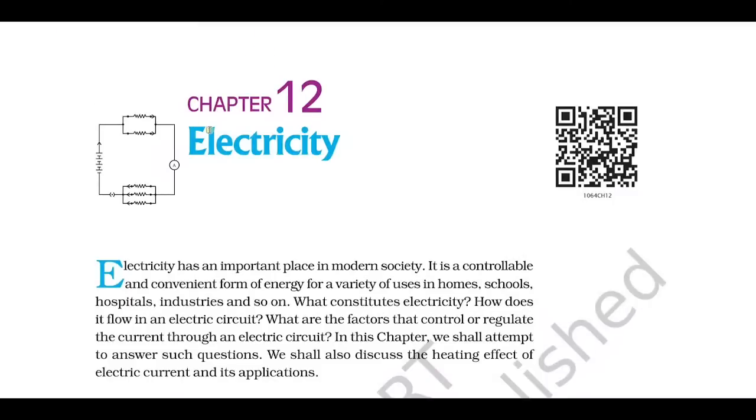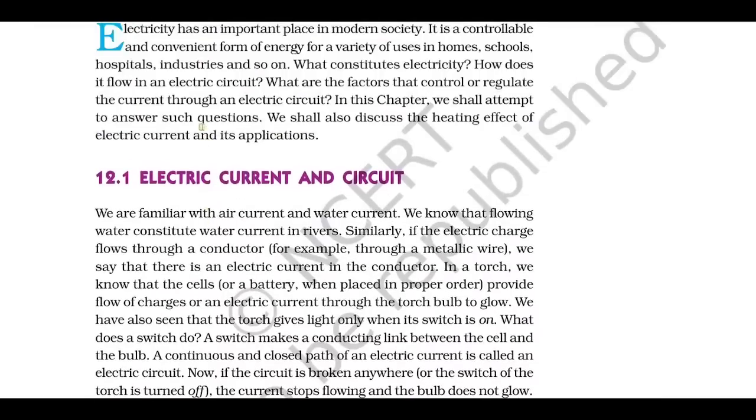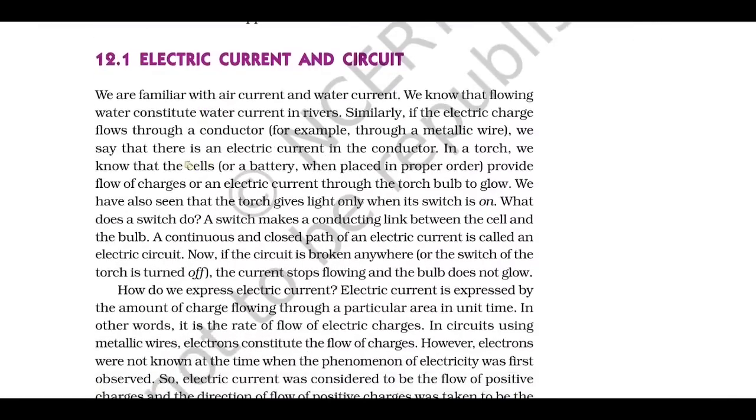So, unit electricity: from the examination point of view, you can score around 6 to 7 marks. Now make a note of all the keywords or points we are going to discuss. On the first page of the unit electricity, you can get a 1 mark definition of what is a switch. A switch makes a conducting link between the cell and the bulb. It is a conducting link between the cell and the electric bulb. 1 mark. You can make a note of the word, the switch.